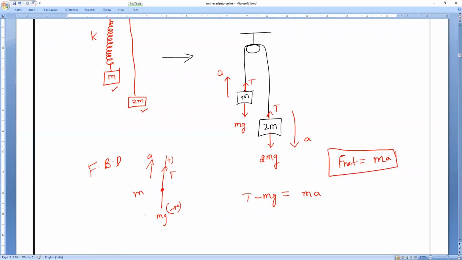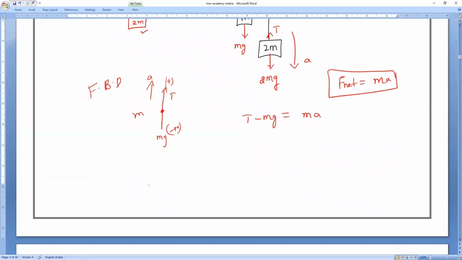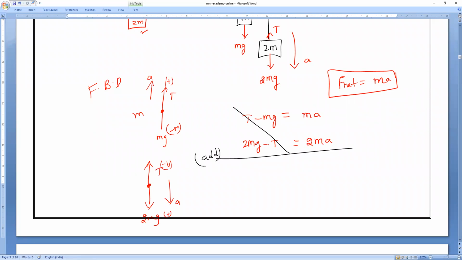Second body, what is the equation? FBD: upward is tension T, downward is 2mg. Now acceleration is in the downward direction, so this is positive and this is negative. So 2mg minus T is equal to 2ma. Am I right or wrong, all of you? Then add both the equations, and T will get cancelled.